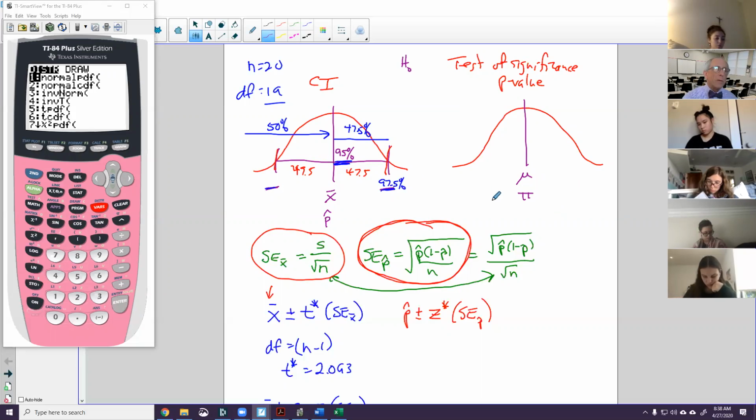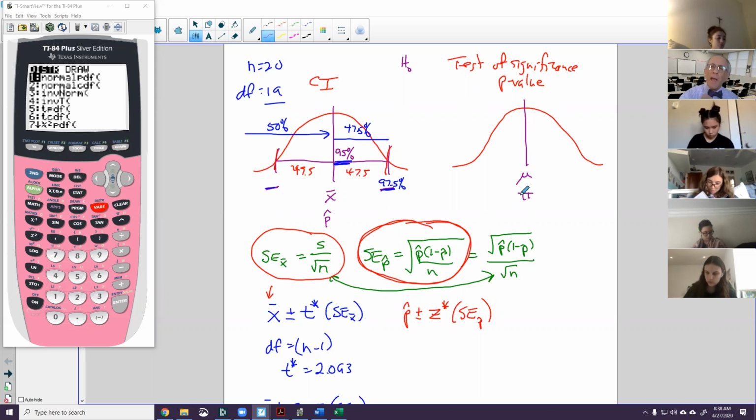So this is where the difference comes in: what am I putting in the middle? For a confidence interval, in the middle I'm putting the data that I have, and I'm trying to find out where I think mu and pi exist. For a test of significance, I'm assuming my null hypothesis is either mu or pi, depending upon whether it's quantitative or categorical.